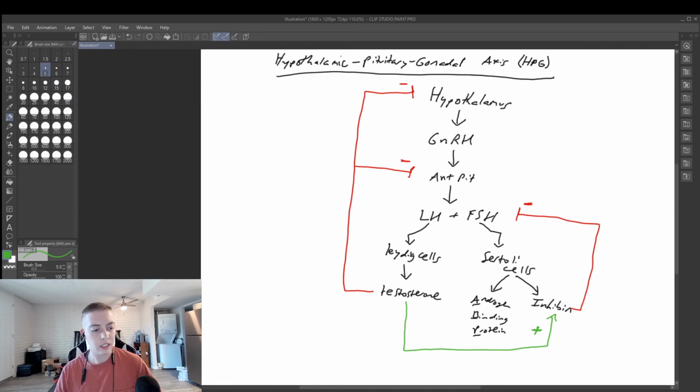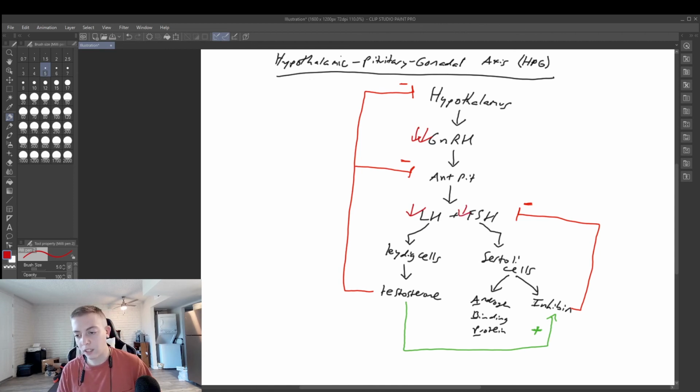So let's go back through this pathway. We have our hypothalamus, which is going to secrete GnRH. GnRH is going to float to the anterior pituitary, cause release of LH and FSH. LH is going to stimulate the Leydig cells to produce testosterone, which is going to build up and build up and build up in these cells. And once we have lots and lots of testosterone, it's going to send a negative feedback back to the hypothalamus saying we don't need any more GnRH. And so we're going to downregulate this. And then it's also going to tell the anterior pituitary we don't need any more LH or FSH.